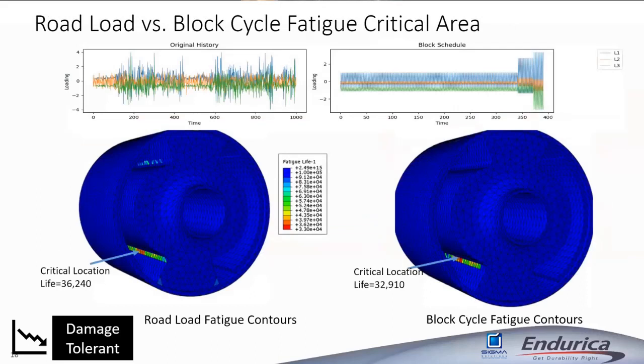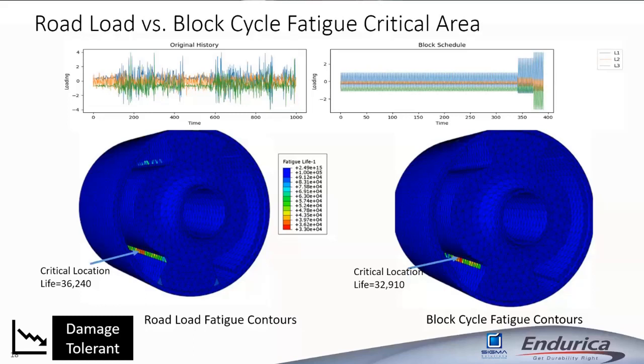So now, this is a comparison of the control arm bushing under road loads and under a block cycle schedule. Endurica has a feature that allows you to extract a block cycle. If you give it a road load signal, it will extract a block cycle schedule from that signal that you can use in your testing efforts to simplify the test.